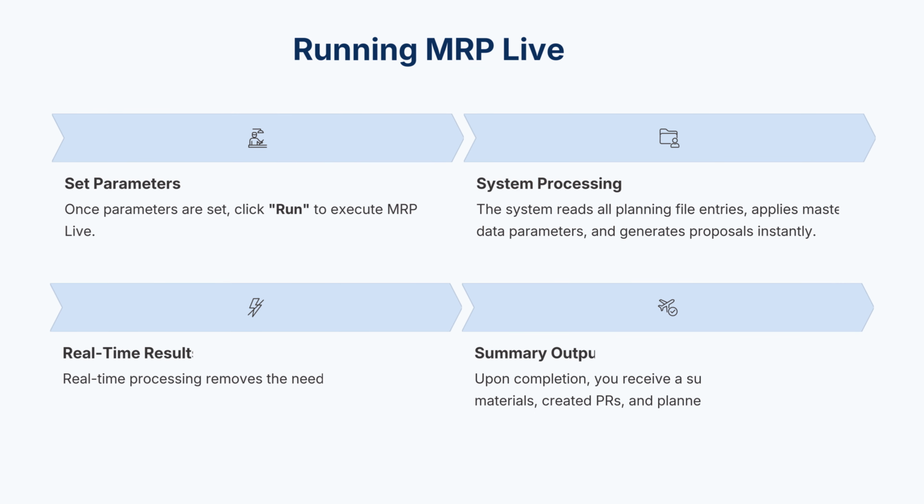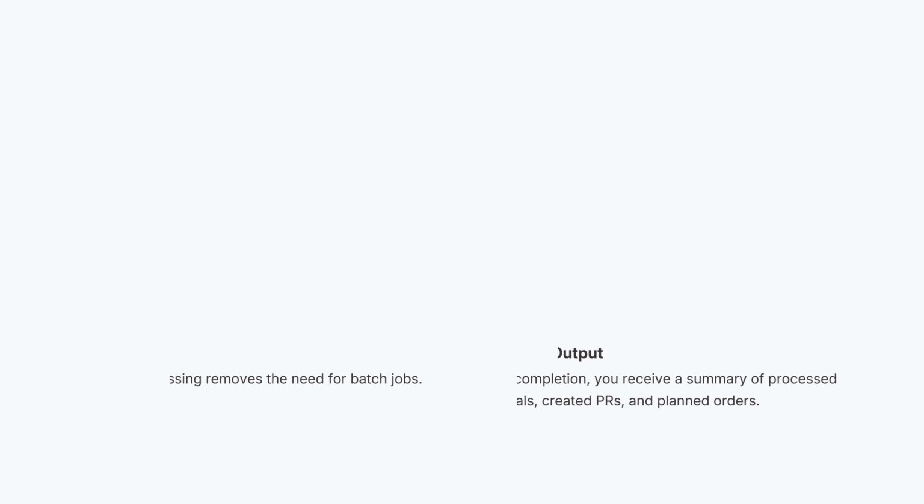Running MRP Live. Click Run to begin the planning process. MRP Live reads all planning file entries, applies the latest master data, and determines shortages or excesses in real time. The run summary shows how many materials were processed, how many generated proposals, and whether any exceptions were found. Unlike traditional batch jobs, the HANA engine completes these computations within seconds.